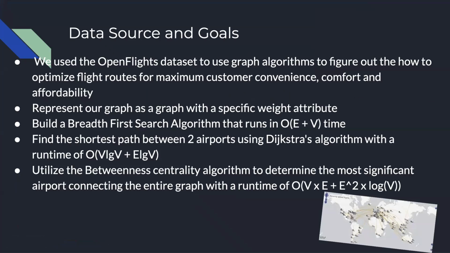We had four goals for our project: represent our graph as a graph with a specific weight attribute, build a breadth-first search algorithm that runs in O(E plus V) time, find the shortest path between two airports using Dijkstra's algorithm with a runtime of O(V log V plus E log V), and utilize the betweenness centrality algorithm to determine the most significant airport connecting the entire graph with a runtime of O(V times E plus E squared times log V).